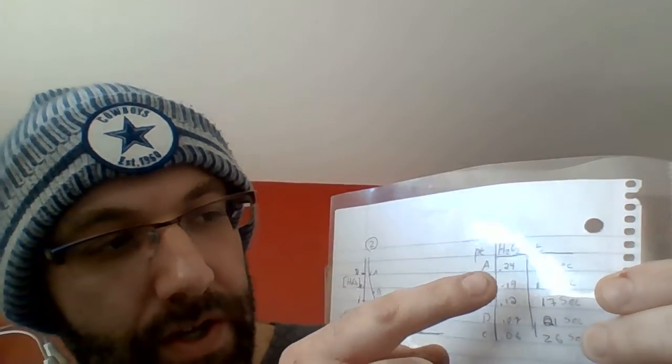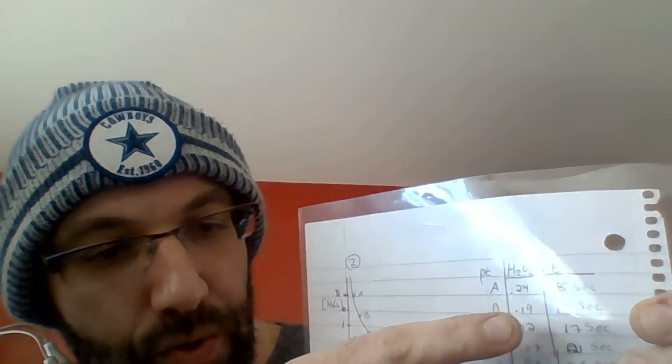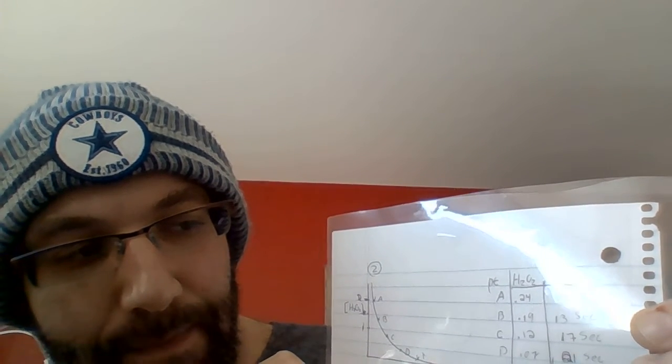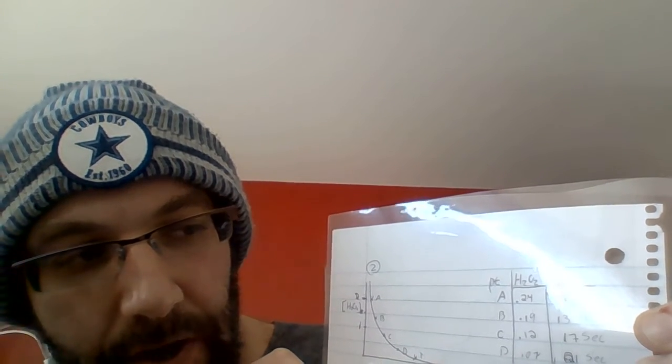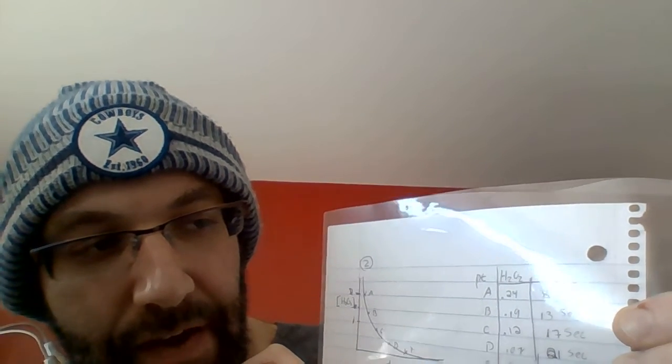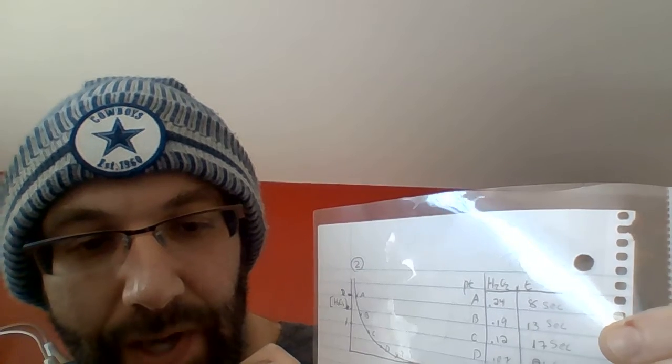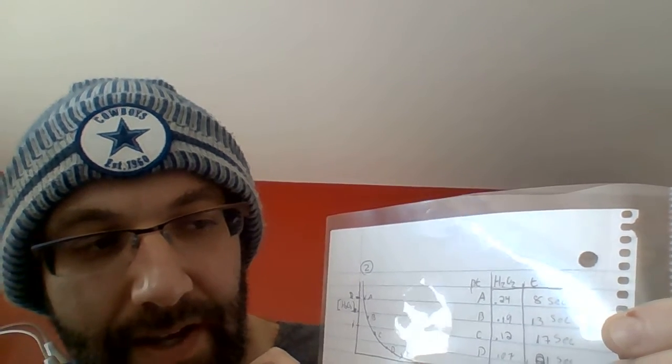And then if we look, we start with 0.24 as our concentration of H2O2, and then at point C, it's now 0.12. It's been cut in half, and that went from 8 seconds to 17 seconds. So in 9 seconds, we had a half-life. From A to C was 9 seconds.